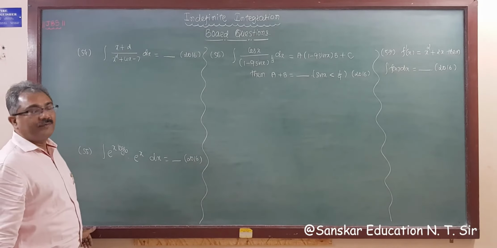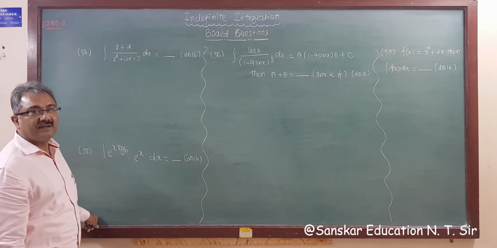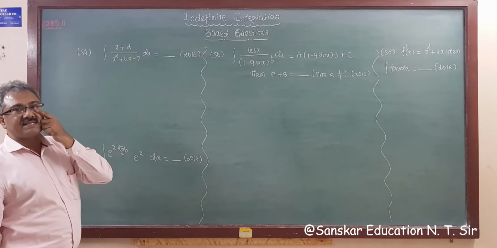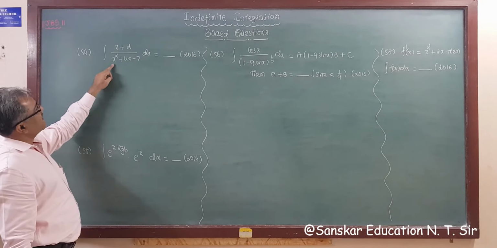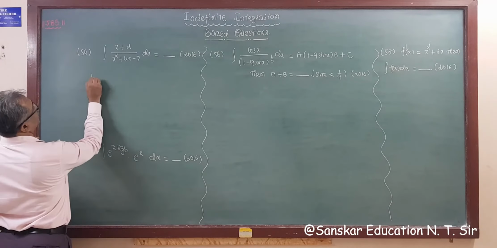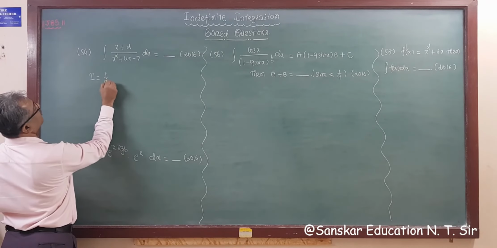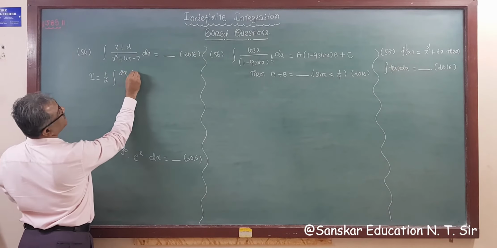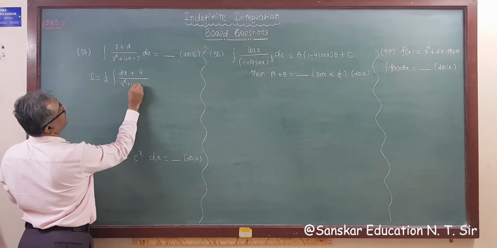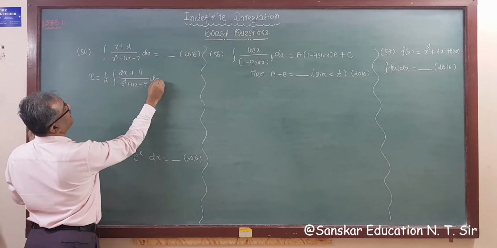Question number 54 from 2016 board exam. Integration x plus 2 upon x square plus 4x minus 7. Right? So derivative of x square is twice x. There is no 2. So divide and multiply by 2. What we get? I is equal to 1 upon 2 integration multiply by 2, that is 2x plus 4 whole upon x square plus 4x minus 7 dx.